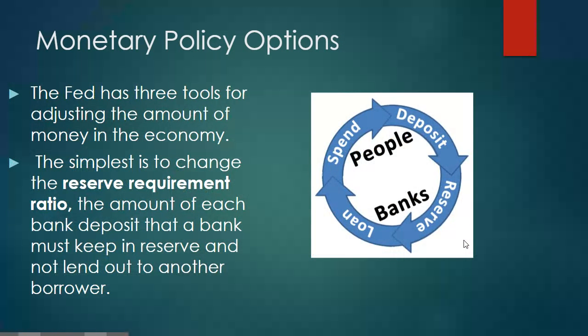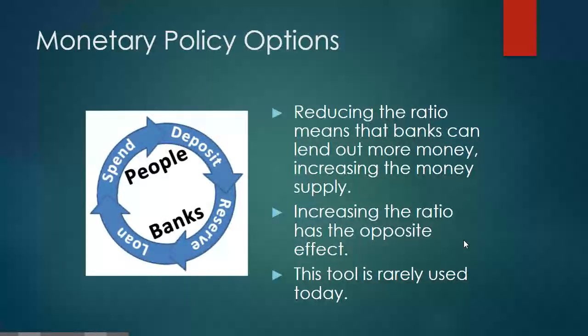The Fed has three ways to control the amount of money in the economy. The simplest is to change the reserve requirement ratio, the amount of each bank deposit that a bank must keep and not lend out to the borrower. Reducing the ratio means that banks can lend more money out, increasing the money supply. Increasing the ratio has the opposite effect.